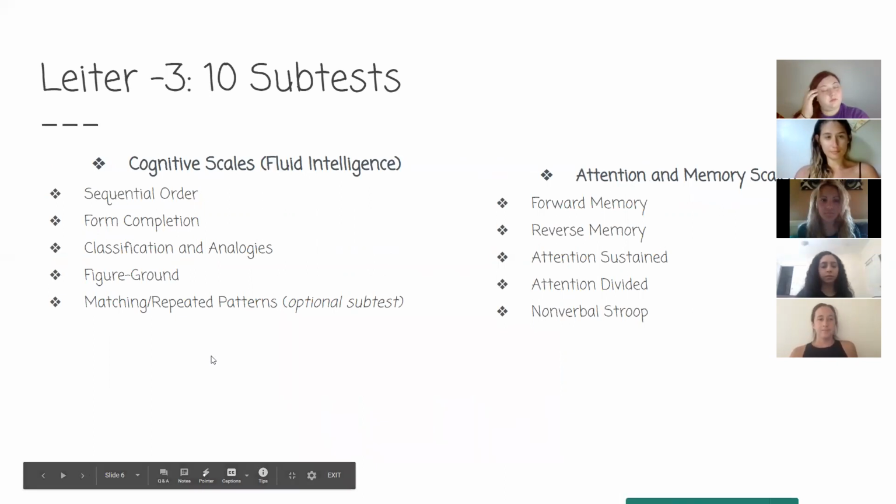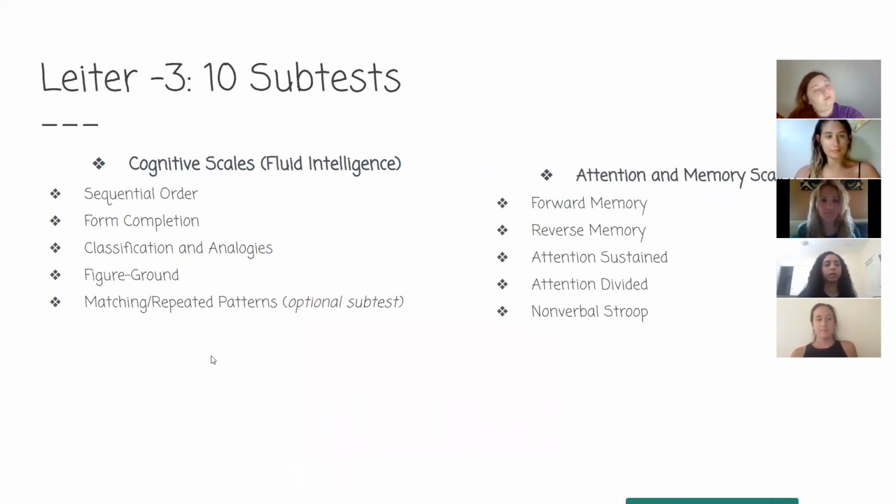The 10 subtests for the Leiter consist of cognitive skills, which are fluid intelligence and include sequential order, form completion, classification and analogies, figure ground, and matching/repeating patterns. For the attention and memory skills, it includes forward memory, reverse memory, attention sustained, attention divided, and nonverbal stroop.